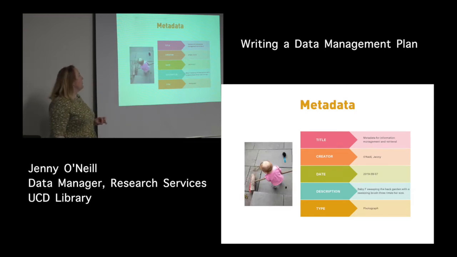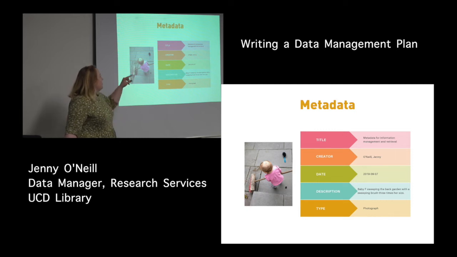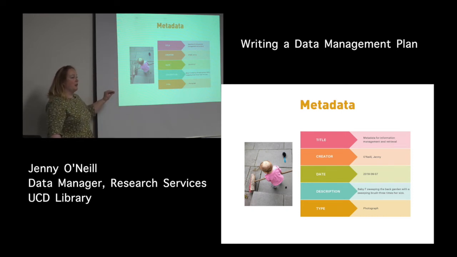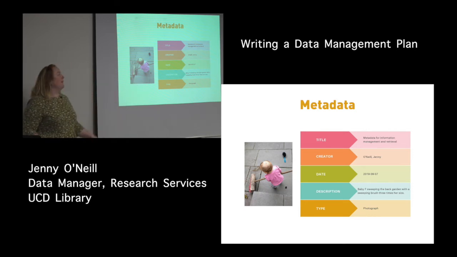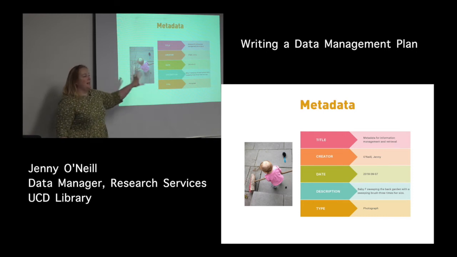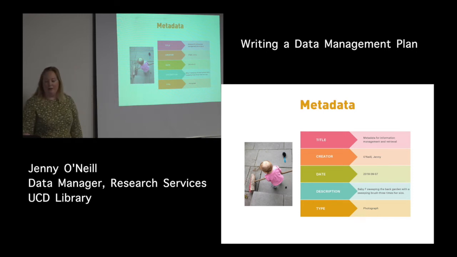Here's a photograph of my 1-year-old daughter. The title should be something different. I am the creator. This is the date that the photograph was taken, and the description is: baby F sweeping the back garden with a sweeping brush 3 times her size. She has gone from being obsessed with sweeping things to brushing her teeth, which is great, except she took a used toothbrush out of the bin the other day, and I found her using it. And the type is photograph. So again, this is a piece of data, and this metadata describes what's in the photograph.